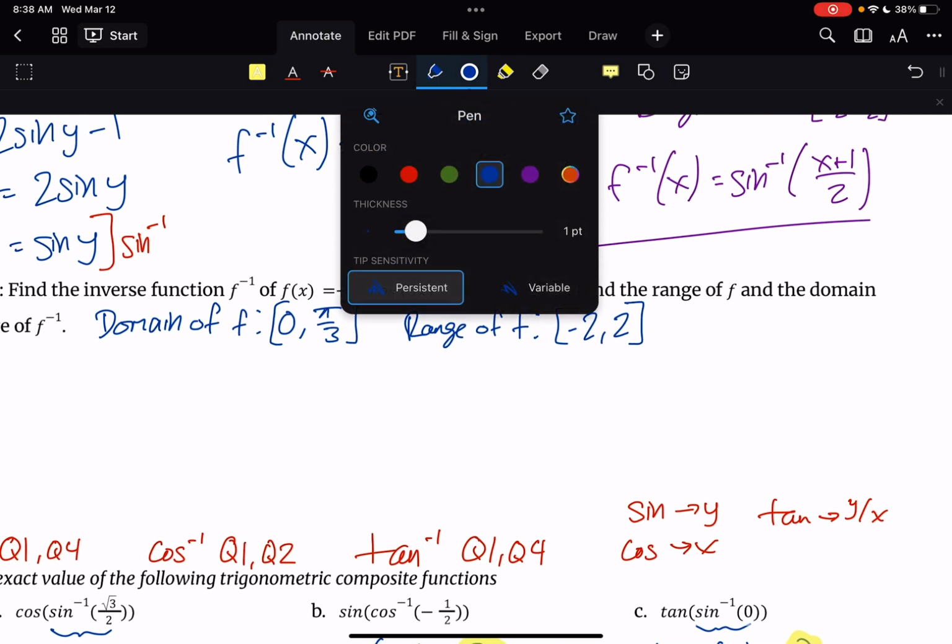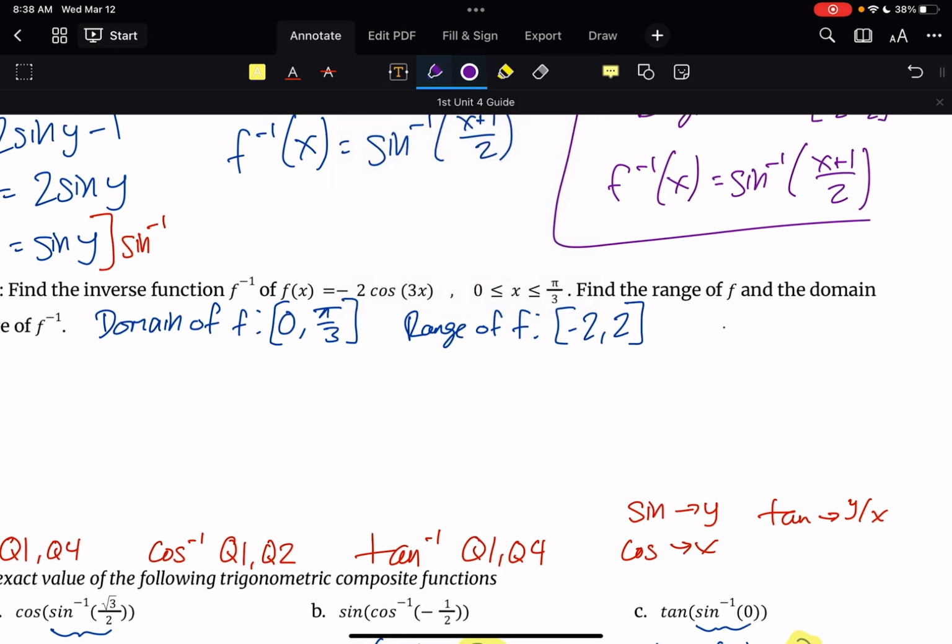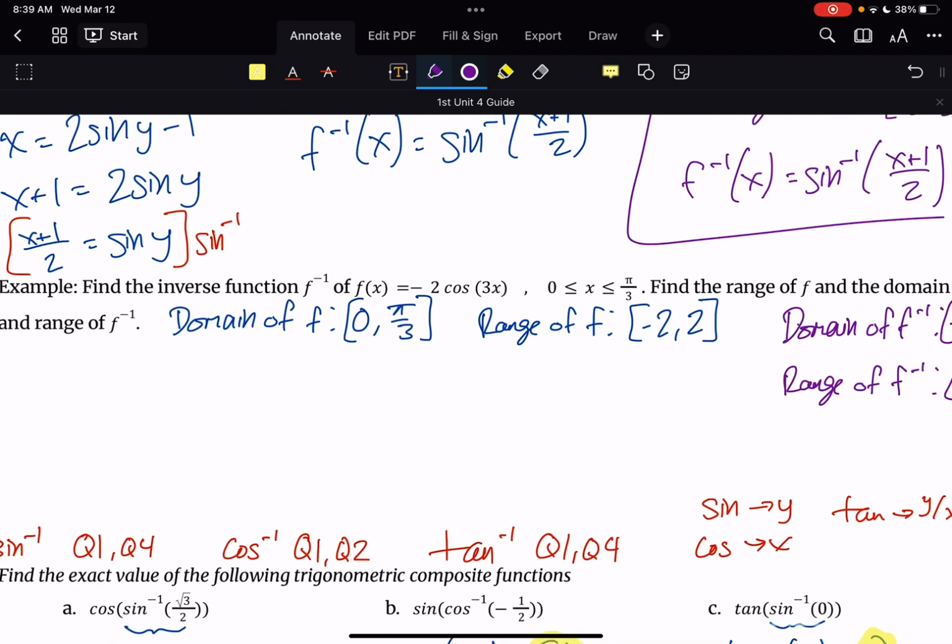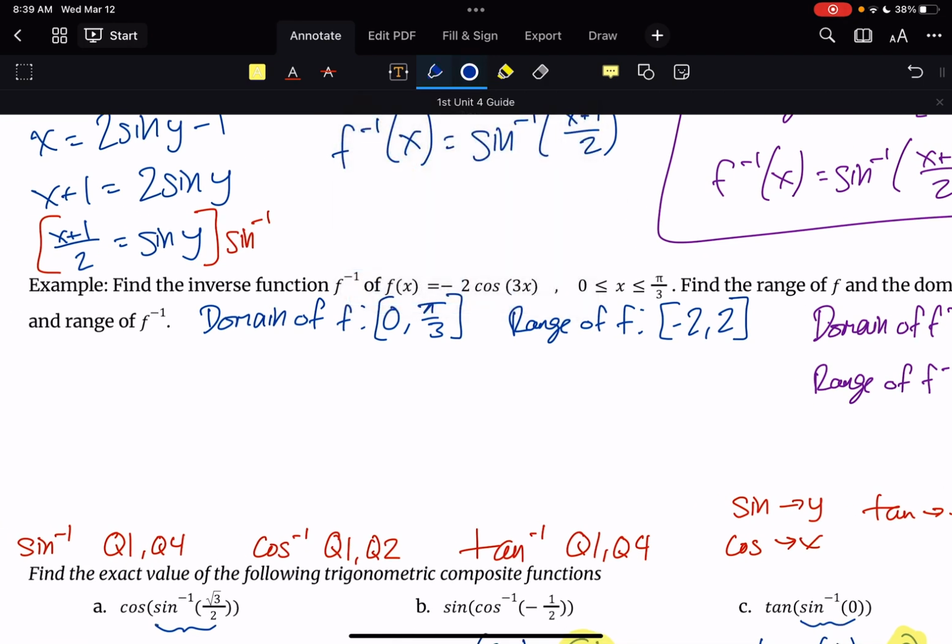So again, we know we're just going to flip those for my inverse. So the domain of my inverse function is going to be negative 2 to 2. And then the range of my inverse is going to be 0 to pi over 3. And now we just need to find the function itself.